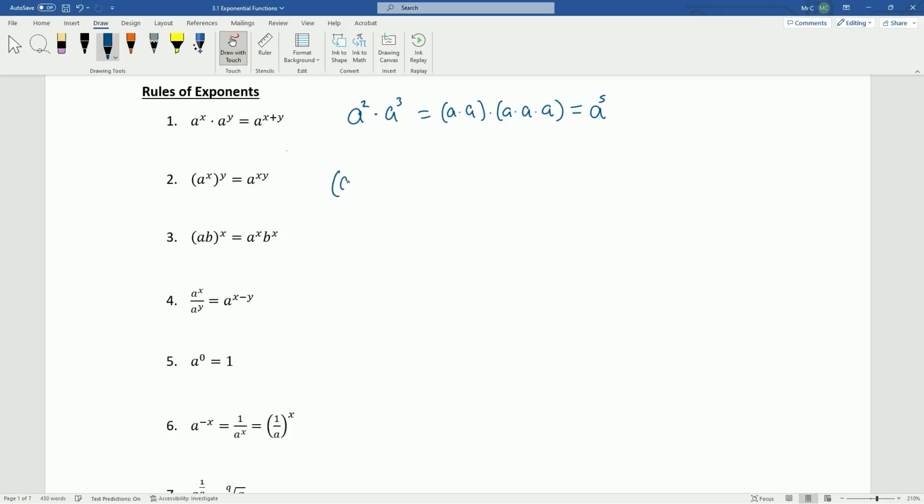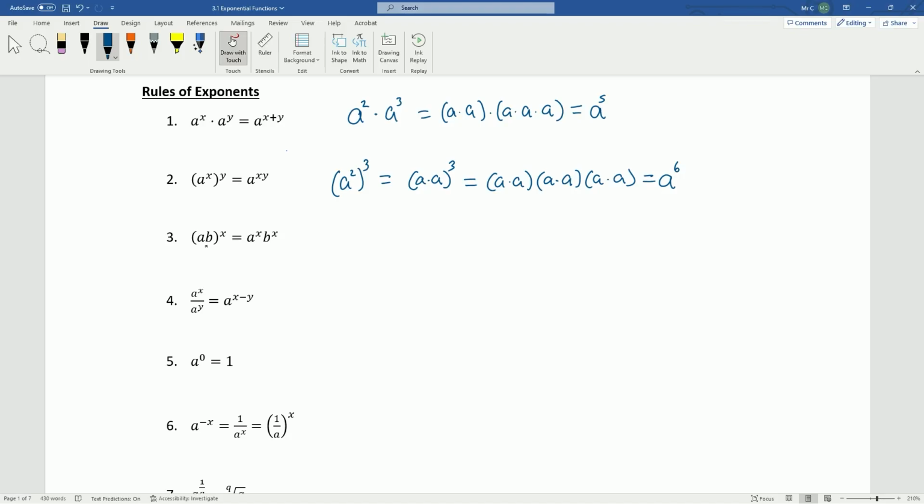So, for example, if we look at a squared cubed, a squared means a times a, and we're cubing that, which means we're taking a times a and multiplying it by itself 3 times. So what do I have? I have 3 groups of 2 products of a. 3 groups of 2 is 6. That's a to the 6th power, right? So that's really what this is saying. You're multiplying a in y groups of x. So that's a to the x times y, right? Just like 2 times 3 is 6.